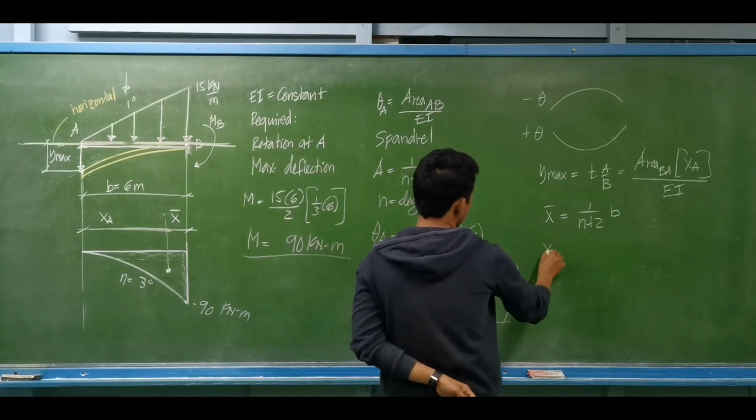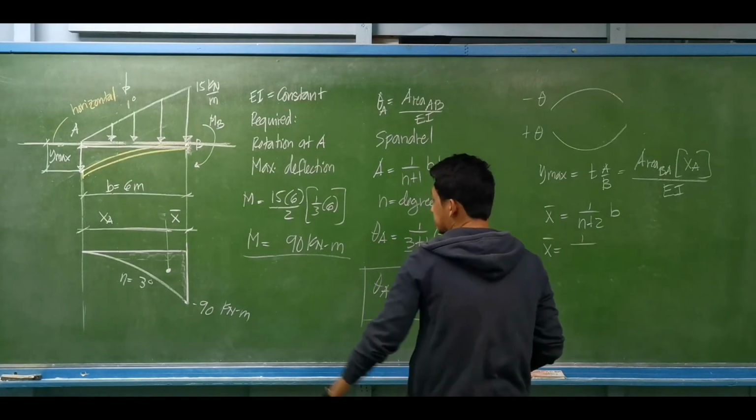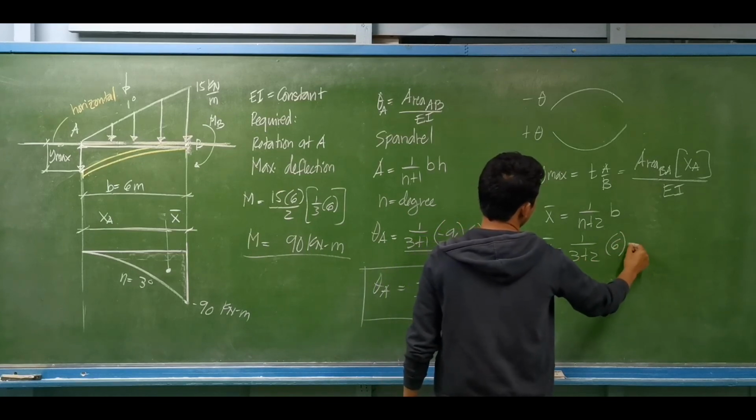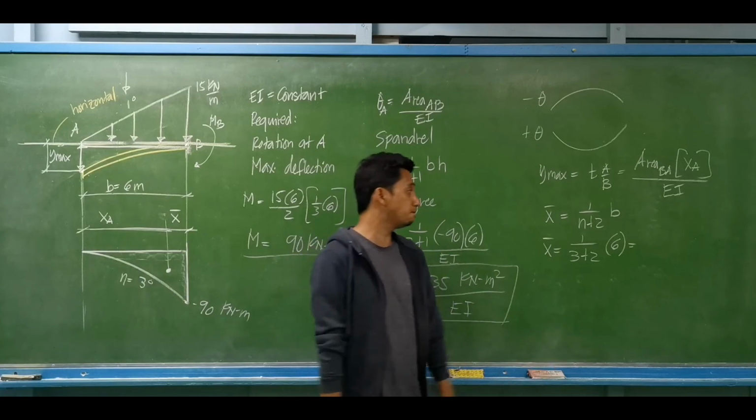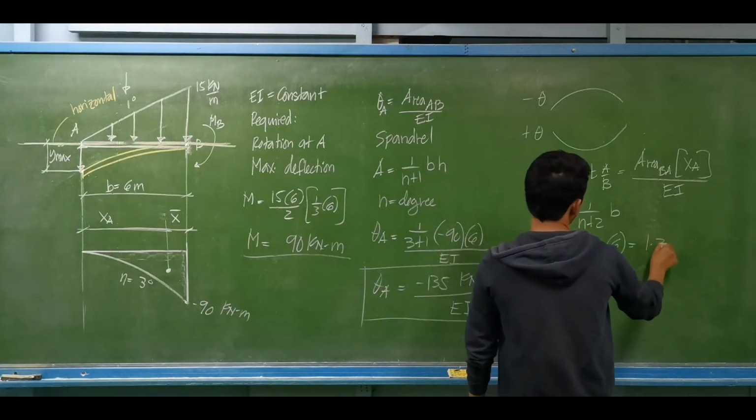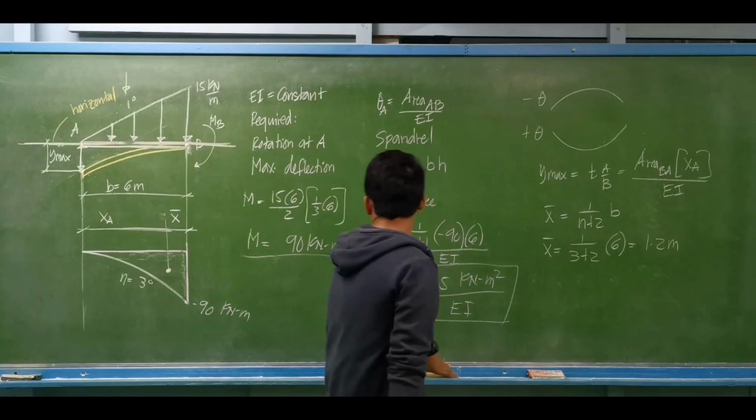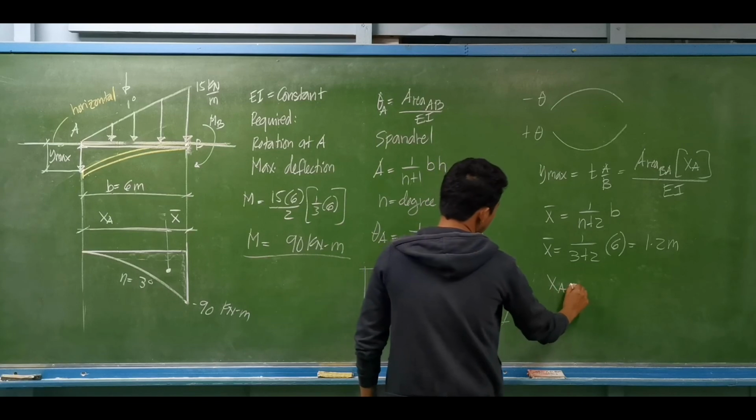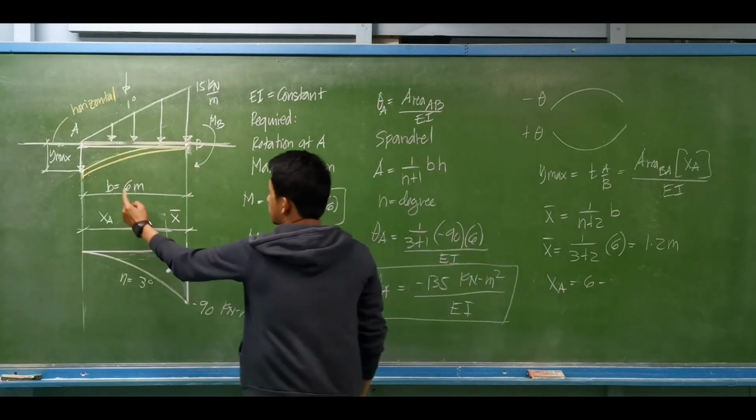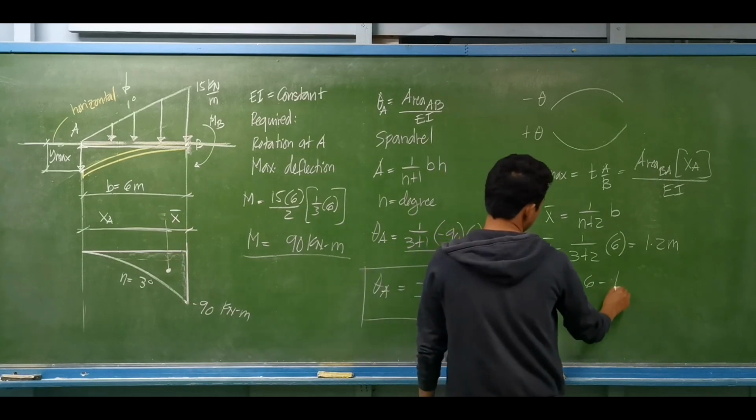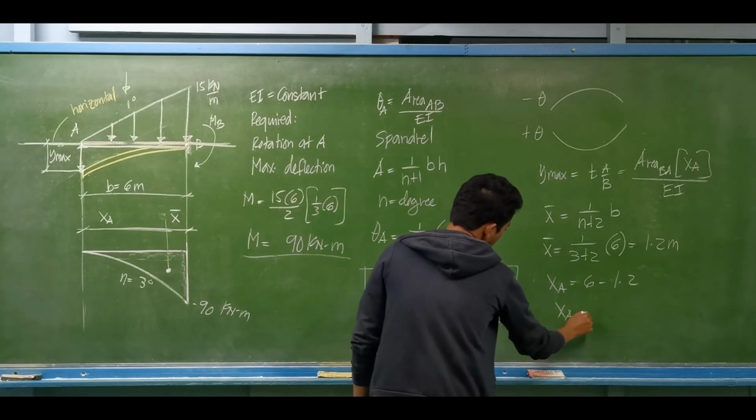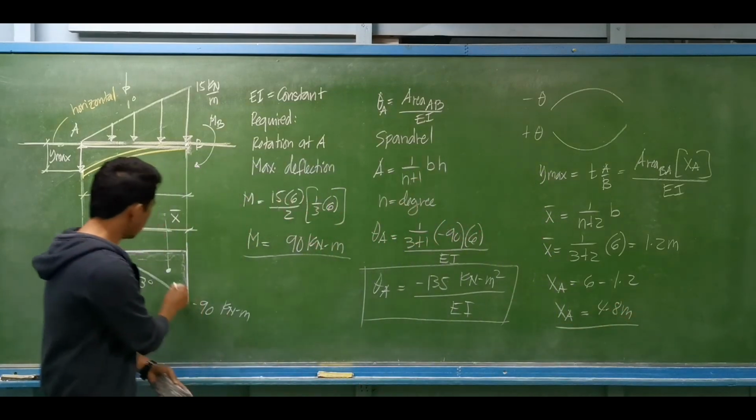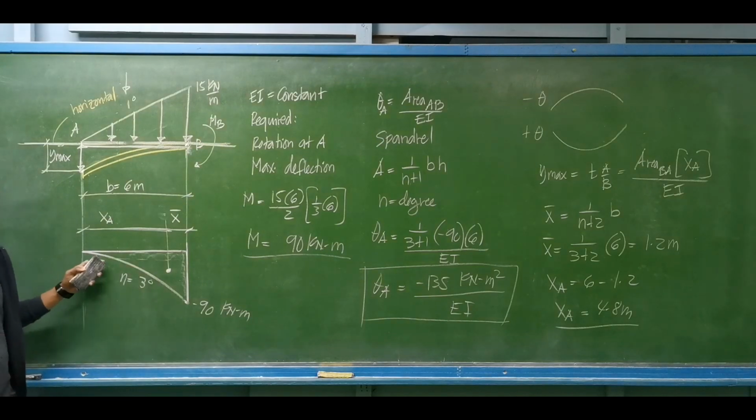So we have bar x equal to 1 over, what is the degree of the curve? We have 3 plus 2, multiplied by 6. So this is the same as 6 over 5. What is 6 over 5? That is 1.2 meters. So to compute the value of x of A, we have x of A equal to 6 meters minus bar x, or minus 1.2. We have x of A equal to 4.8 meters. That's the distance of the centroid of this spandrel towards point A.